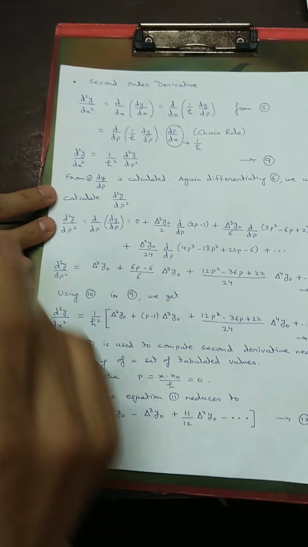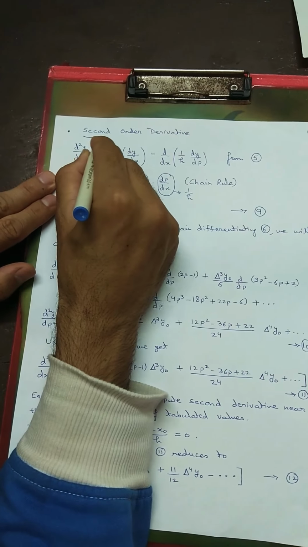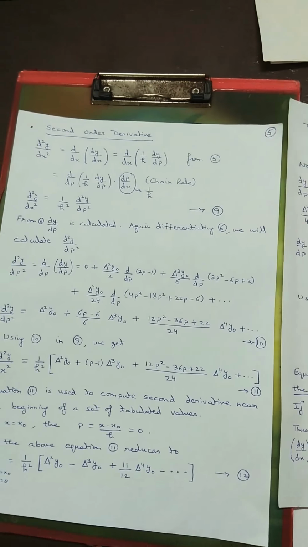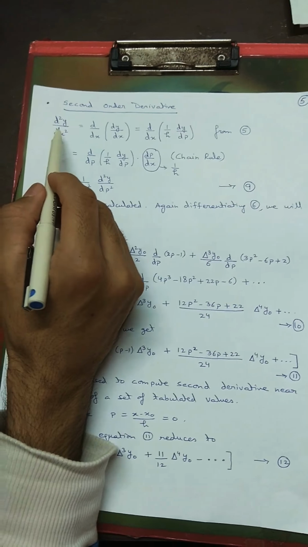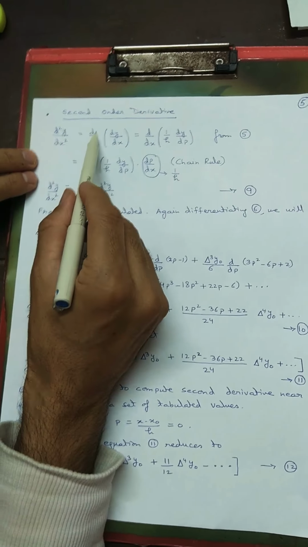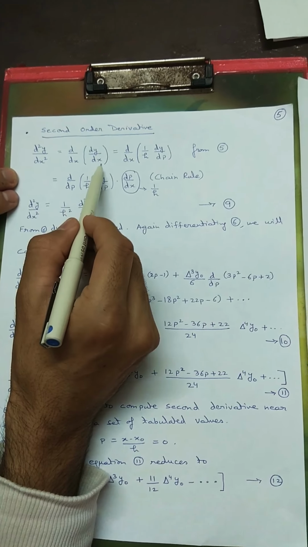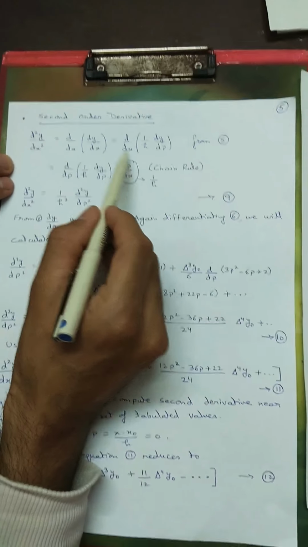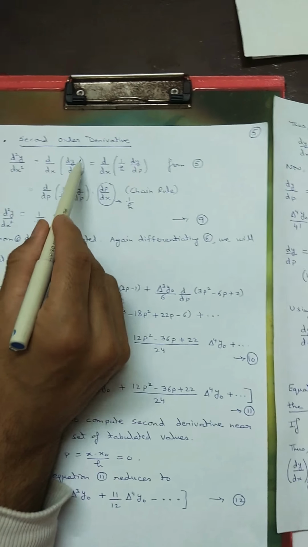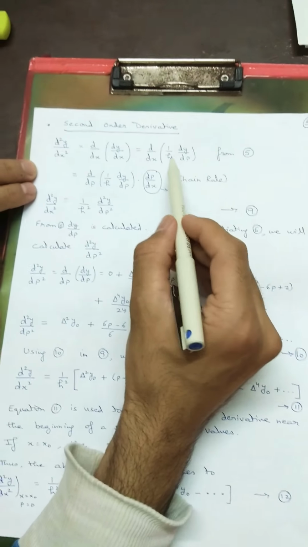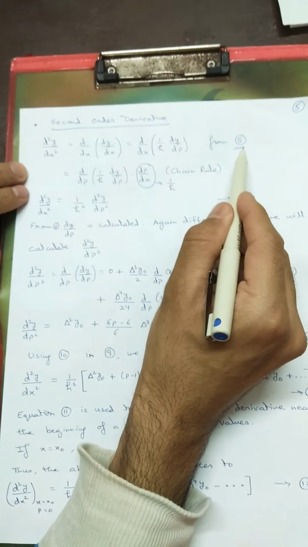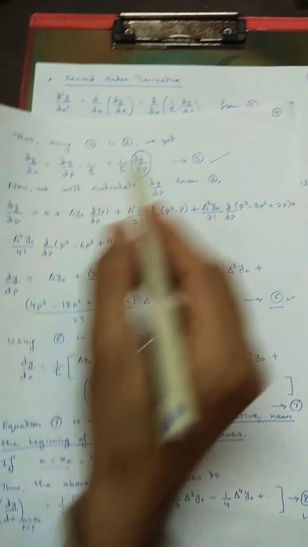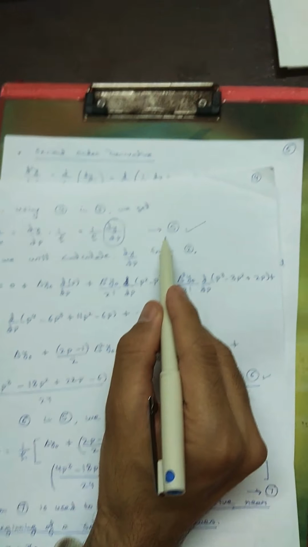Using this concept, we'll calculate a formula for the second order derivative. Now for the second order derivative, that is d squared y by dx square, it will be d over dx of dy by dx. Now this dy by dx can also be written as 1 by h dy by dp, as we have seen from equation number 5.